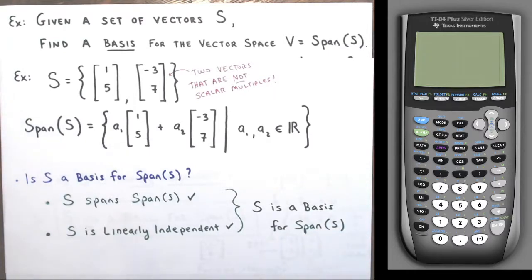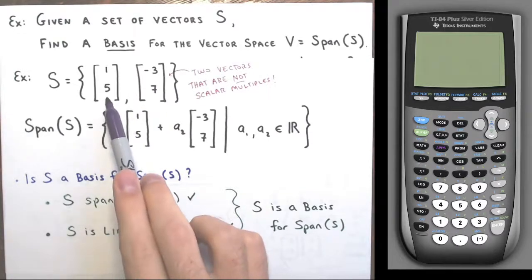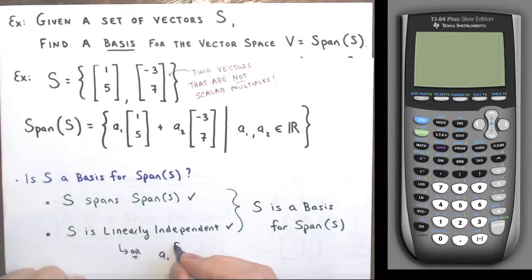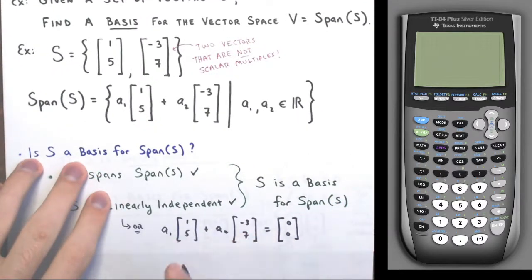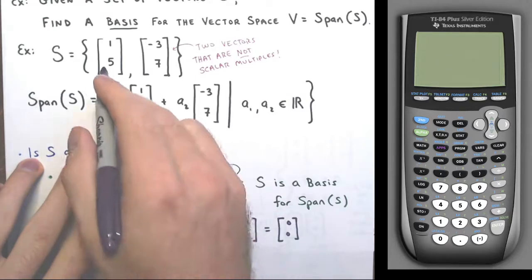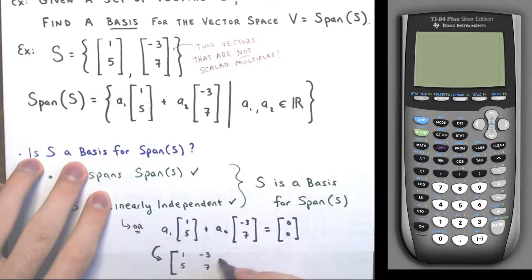Now you could have also checked for independence this way. Take a linear combination of these two vectors in S, a1 times (1, 5) plus a2 times (-3, 7), and ask, are there values of a1 and a2 other than 0 and 0 that would give me the zero vector? This kind of equation sets up a system. I'm just going to write the augmented matrix, with (1, 5) down the first column, the coefficients of a1, and then the coefficients of a2 down the second column, the -3 and 7, which is the other vector in S. Then you have a bar and the zeros.